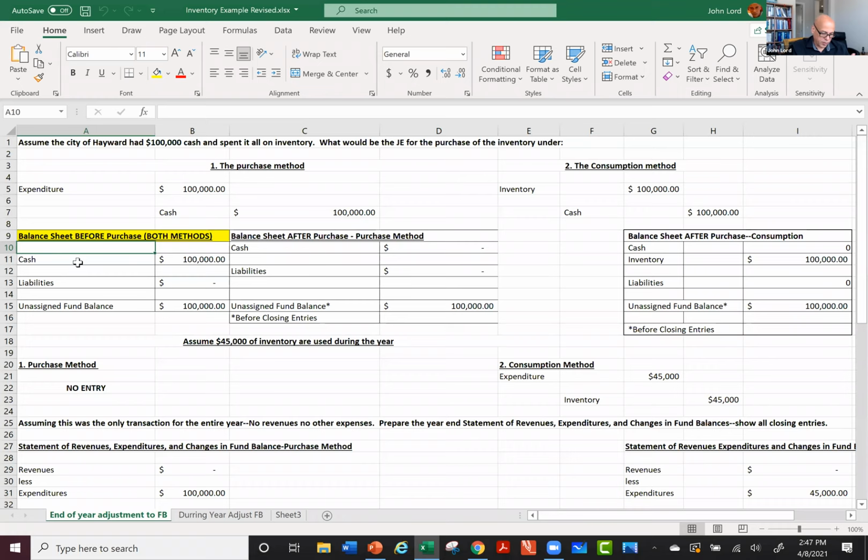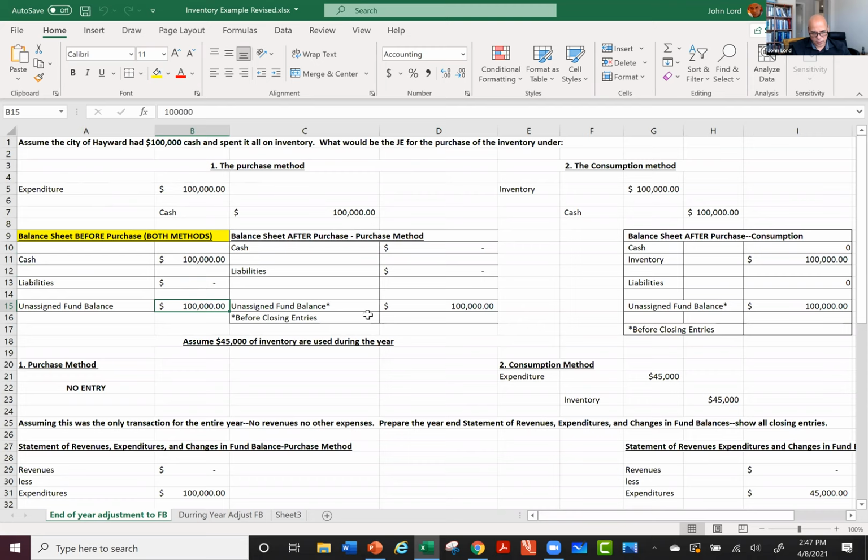But the balance sheet, before I do anything, has cash of 100,000 and has an unassigned fund balance of 100,000. Now, under the purchase method, I debit expenditure, I credit cash, and I still have the unassigned fund balance. I haven't made the closing entry. So right now, my balance sheet doesn't balance, but that's because I haven't put any inventory on it yet. And I'm going to do that as part of my closing process.